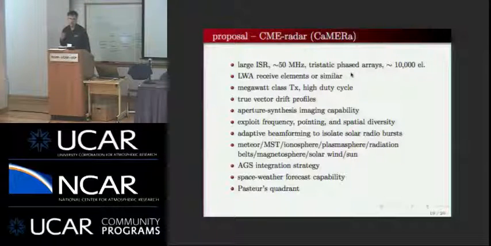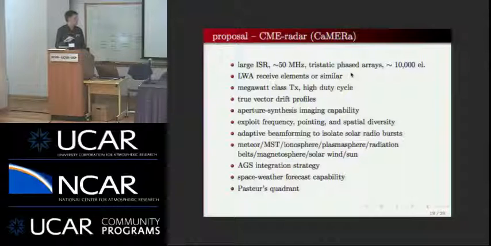The idea here is that this would be a radar for all of geospace, capable of looking at all the signals of interest to the geospace community. So we're thinking about a large ISR class radar, maybe 50 megahertz, something above the maximum usable frequency, but not much. Tri-static to get bearing, maybe 10,000 elements per array, Jicamarca sized, something like an LWA build out for receivers. Megawatt class transmit, high duty cycle, lots of frequency diversity here so that we can get the optimum trade-off, keep SNRs around unity. True vector drift profiles at all altitudes, aperture synthesis imaging, much as Jicamarca has and ISCAT 3D will have, exploit frequency, pointing and spatial diversity wherever possible.